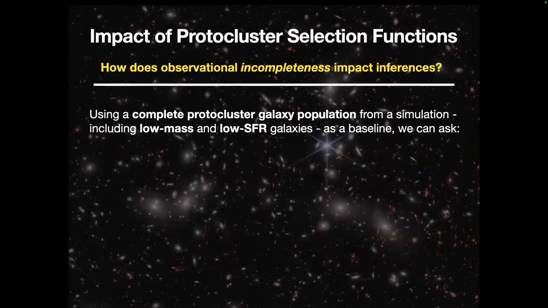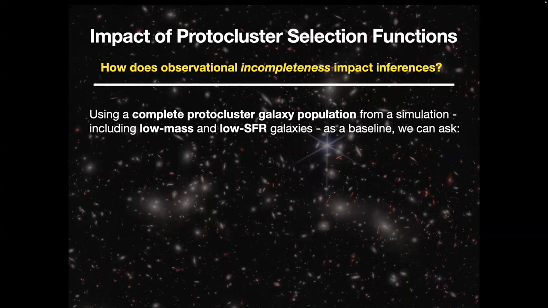Okay, so what did we do? We want to understand how the observational incompletenesses impact the inferences that people are making from observations of protoclusters. So we went to a simulation and we took what we're going to call a complete or more complete protocluster galaxy population from a simulation, including the low mass galaxies, the low star formation rate galaxies that maybe wouldn't have been observed in those different kinds of selections that people are using, as a baseline population.